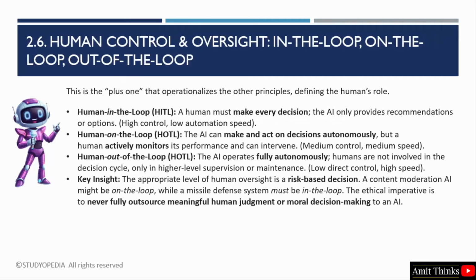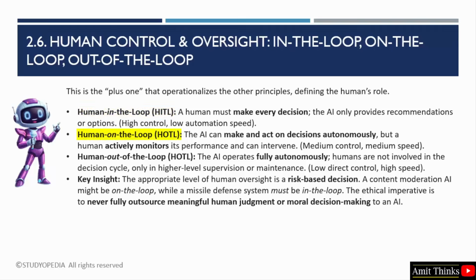The last one is human control and oversight: in the loop, on the loop, out of the loop. Human oversight in AI varies by risk and context. The first one is human in the loop. Humans make every decision. AI offers suggestions. This means high control, slower automation.